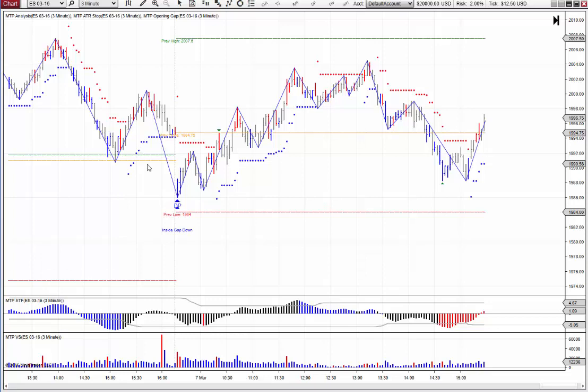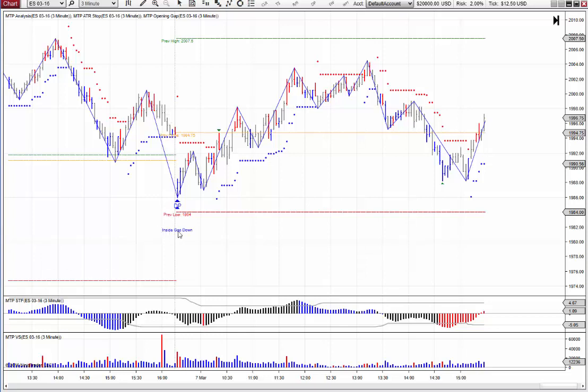So that's adding the inside gap or the opening gap indicator to the chart. Remember, this is only really applicable to the US minis because we're looking to play a gap trade based on where the US minis open today in relation to their previous day's range and their previous day's close based on the regular trading hours, which is 9:30 to 16:15.